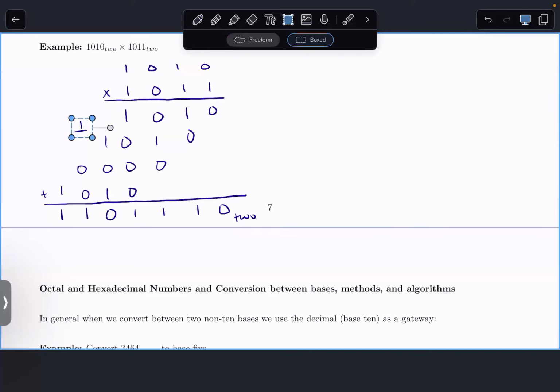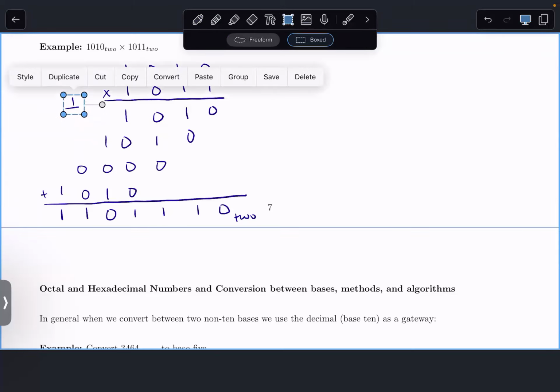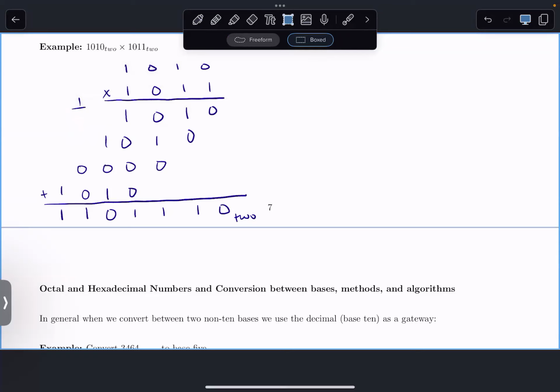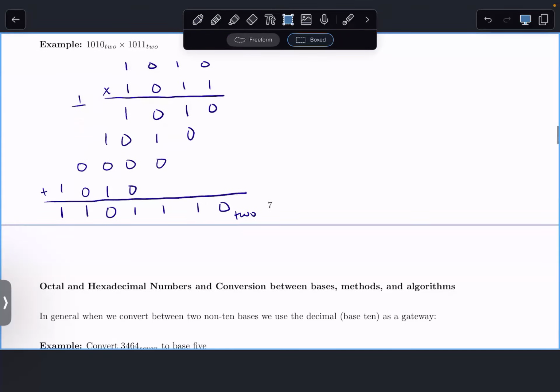I'll bump this up here. Okay. Any questions about binary arithmetic?